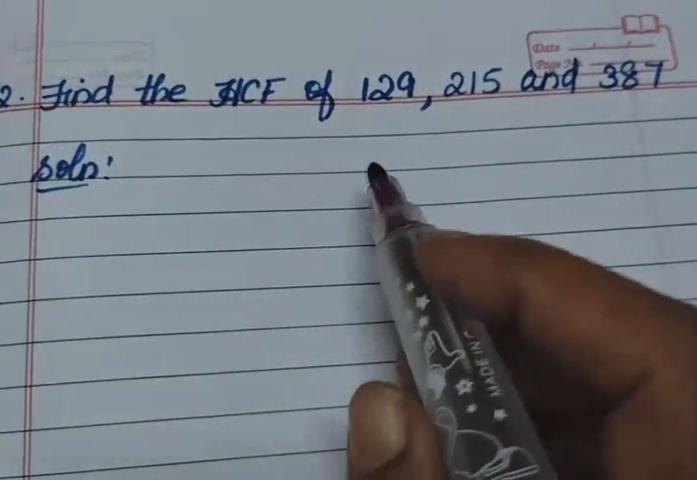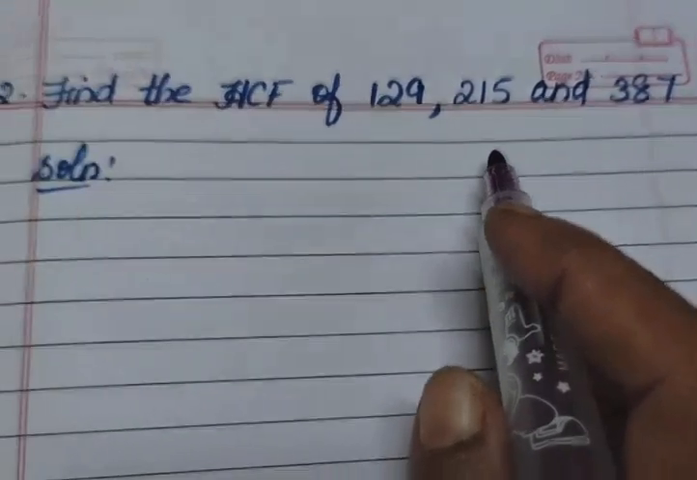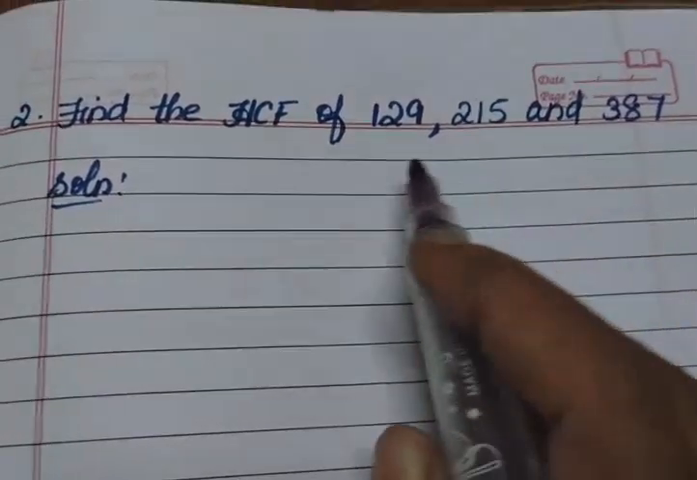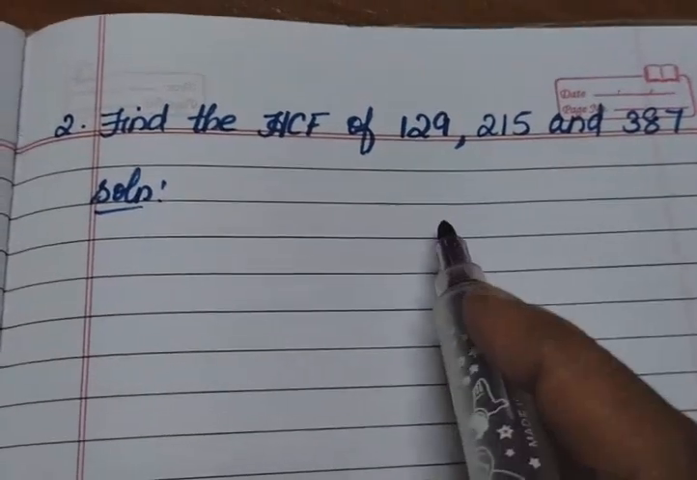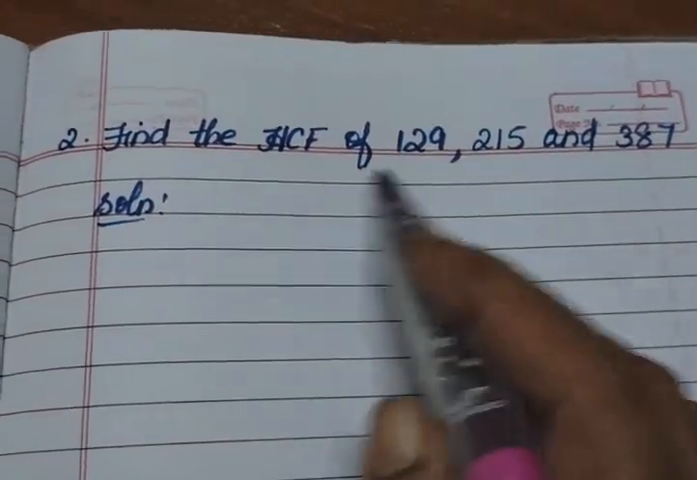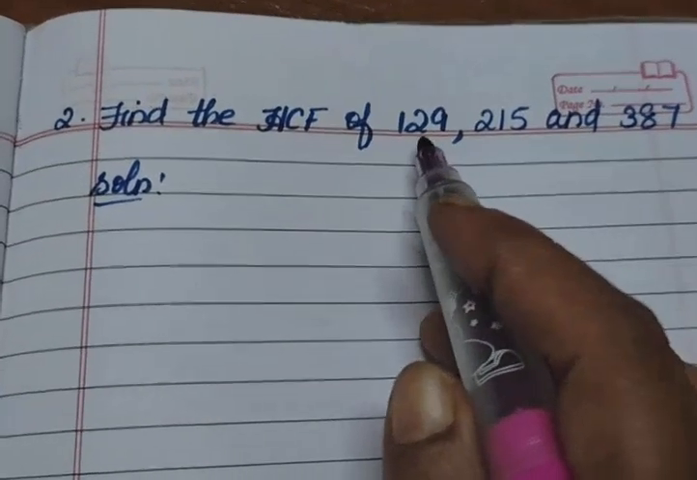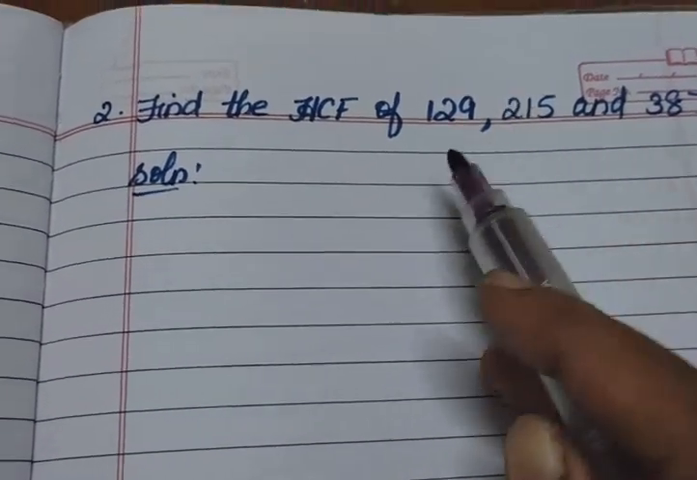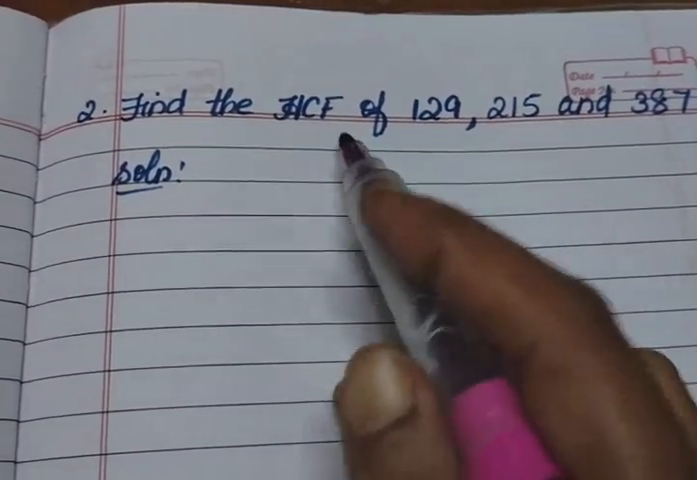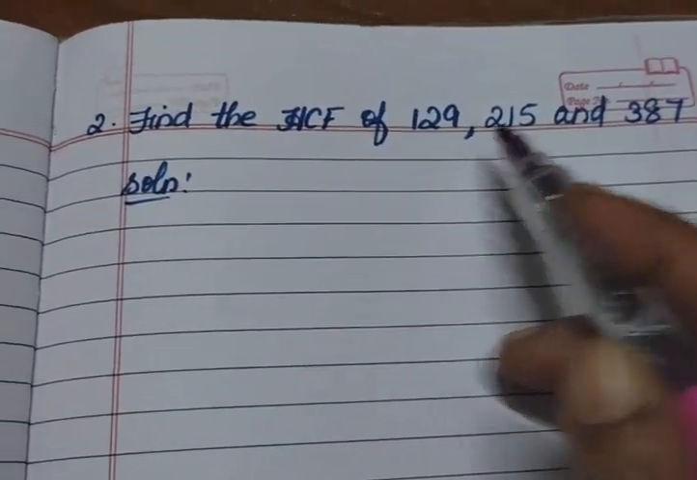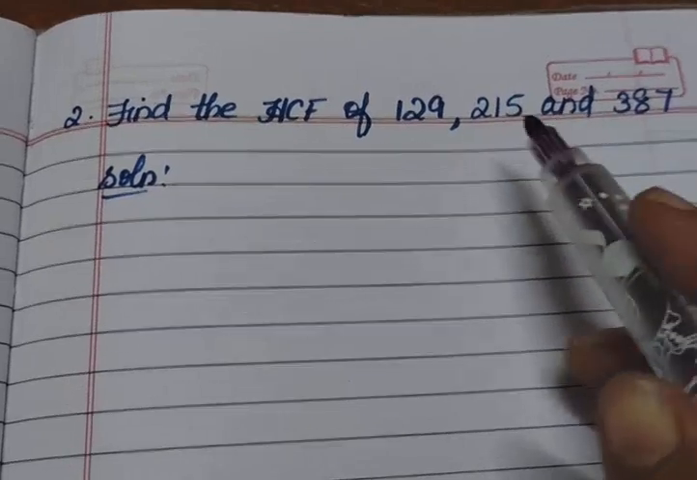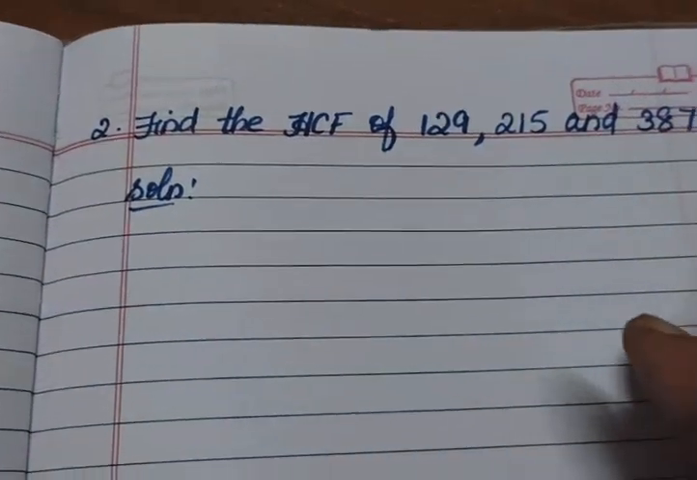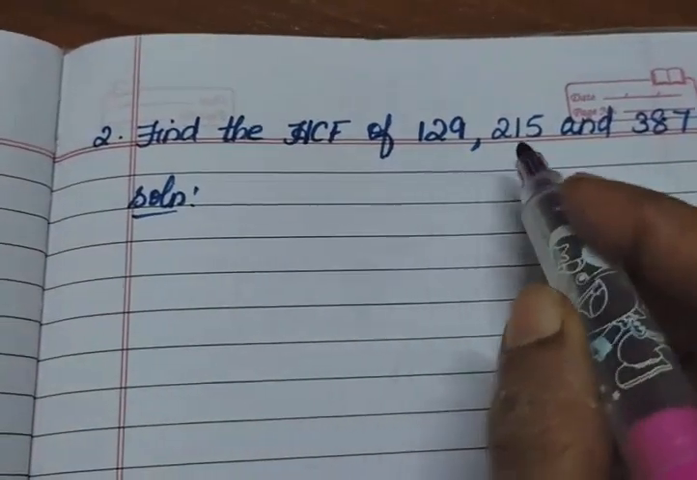Children, next is find the HCF of 129, 215 and 387, using division method. Here there are 3 numbers, isn't it? So first we have to find the HCF of the first 2 numbers. Then after finding the HCF of these 2 numbers, find the HCF of that answer and the third number. So there are 2 steps. First we do the first and second number.